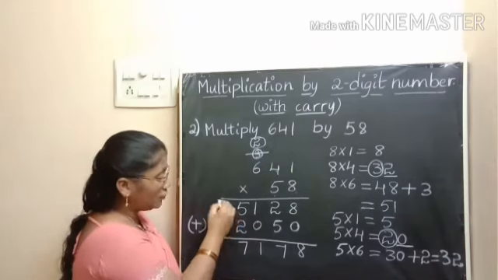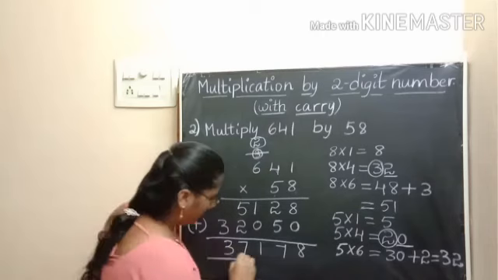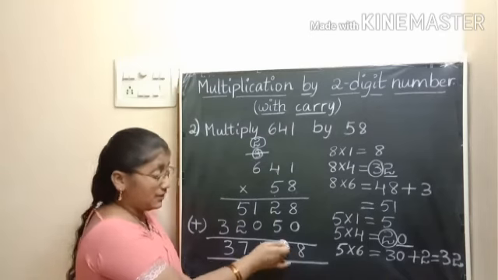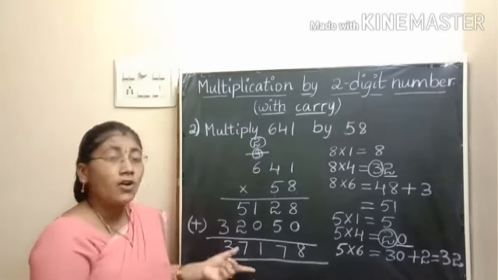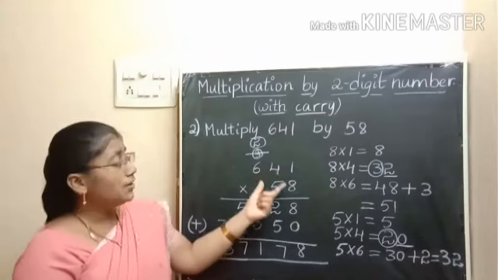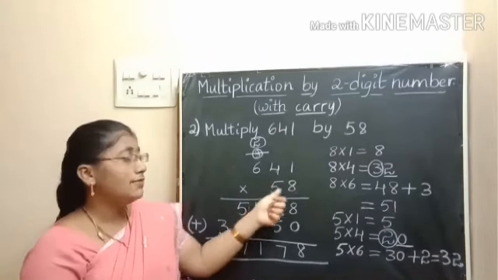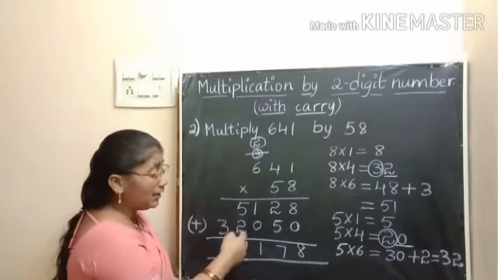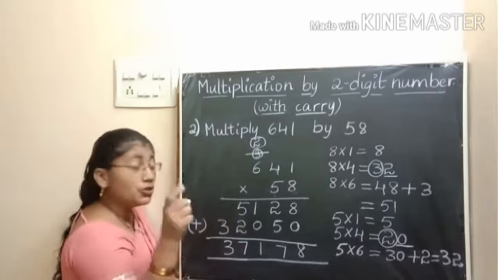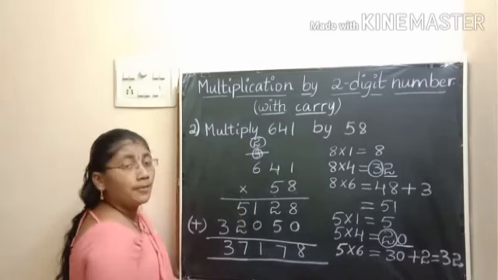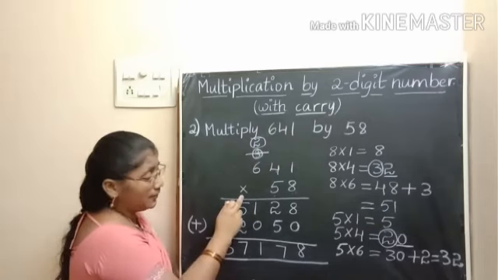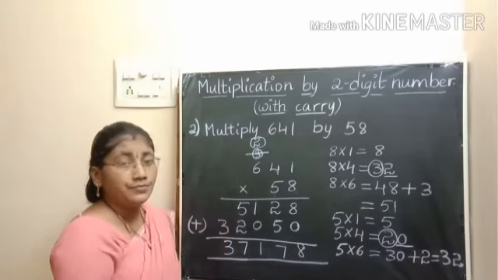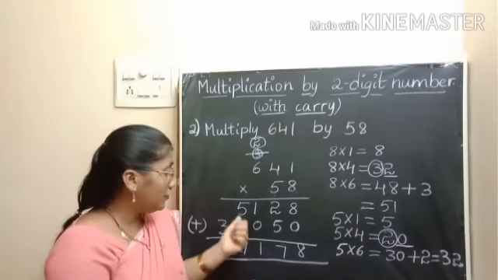3. Here nothing to add, so write 3 here. So 37,178 is the final result. This is called the product of the two numbers, those are 641 and 58. Understood, children? If you have any carry while you are adding these numbers, you should write it here only, and add with the next line.